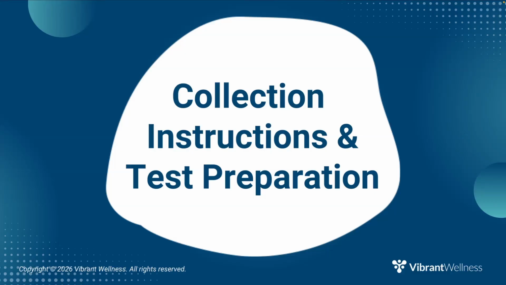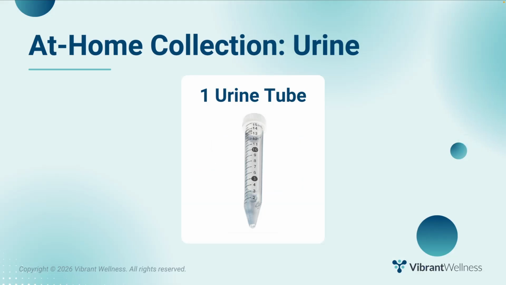Finally, let's review the collection instructions and key preparation considerations for cellular Zoomer testing. Vibrant Cellular Zoomer test is an easy at-home test. Patients simply collect one urine tube. A detailed video of how to collect the urine sample is linked in the video description, which can be shared with patients who require a full walkthrough.